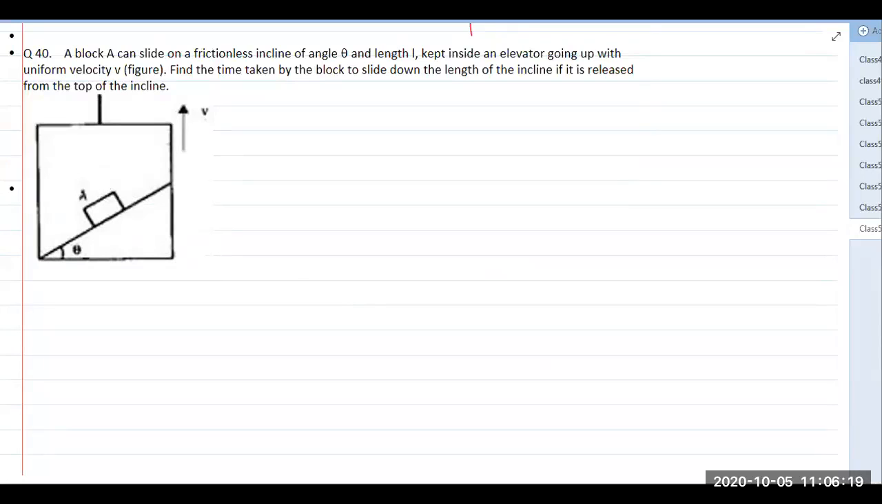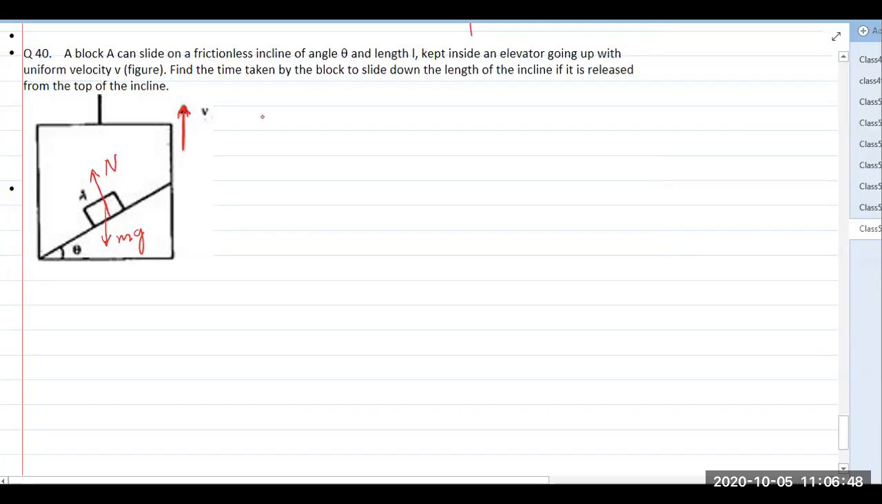Since it is going up with uniform velocity, do we need to write any pseudo force? No need to write pseudo force because it is going up with uniform velocity. So only mg and only normal, no pseudo force. If no pseudo force, the question is very simple and we know how to solve this. The acceleration in this case is how much? g sin theta. Okay, so we can directly write.